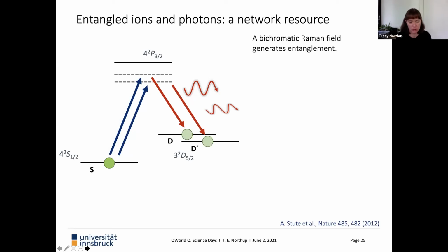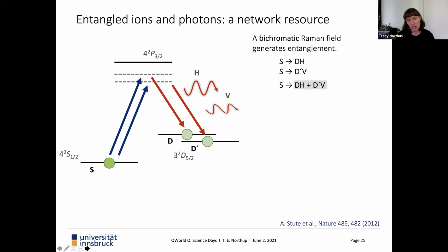The photons have the same frequency, which is determined by the cavity. And I choose 2 states so that the photons are prepared in orthogonal polarizations. So we refer to this as a bichromatic Raman field because the Raman field, the blue laser field, has 2 different laser frequencies. The photons coming out here have 2 polarizations. And so it means if I started with my ion in the S state, I can now have 2 possibilities. I can either generate the ion in the state D with a horizontally polarized photon, or the ion in the state D prime with a vertically polarized photon.